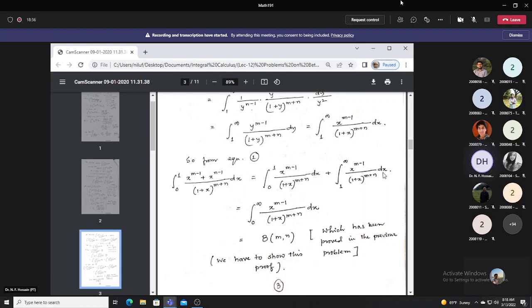So you can combine these two with the limits of the integral 0 up to infinity. And this was the thing to be proved, which is nothing but beta mn.